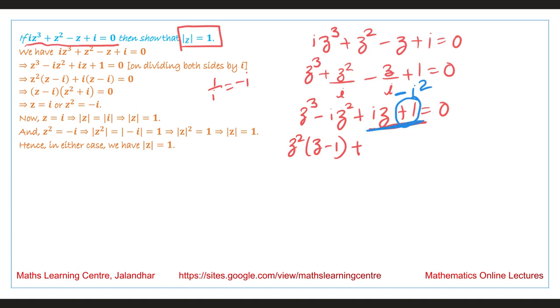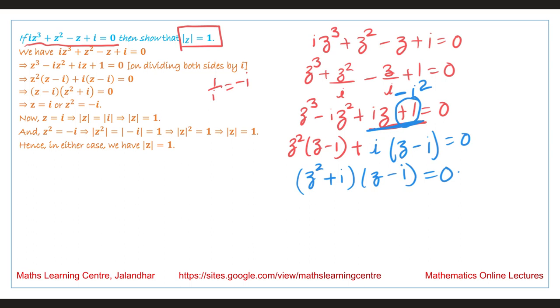So from these two terms we can write iota common, and we will be left with z minus iota is equal to 0. So we are getting (z square plus iota) into (z minus iota) is equal to 0. This step is important over here. We are saying in place of this 1 we are writing it is minus iota square. So we have taken iota common and we get it is z minus iota.